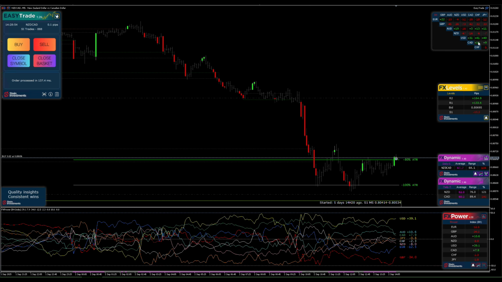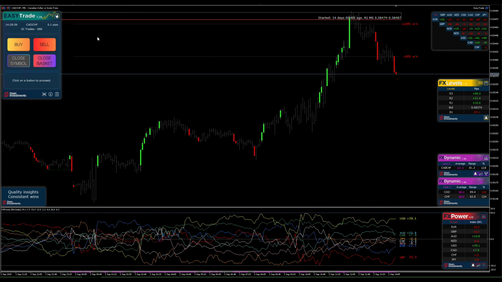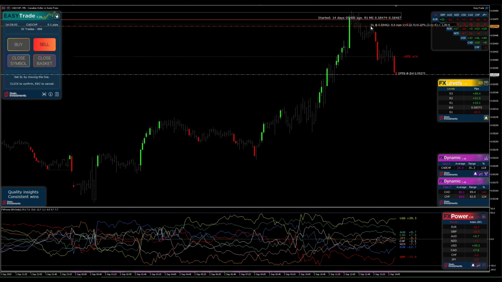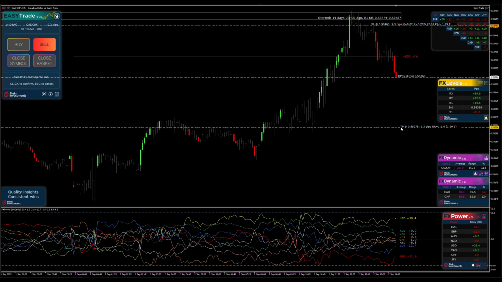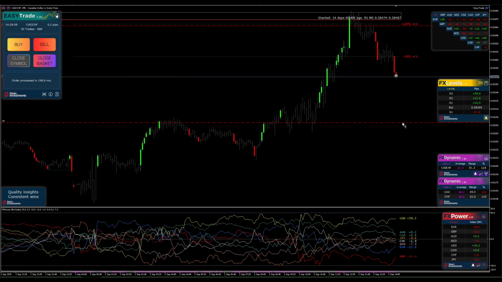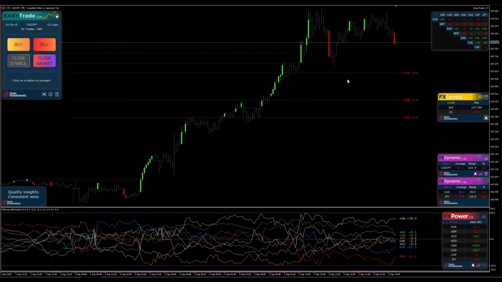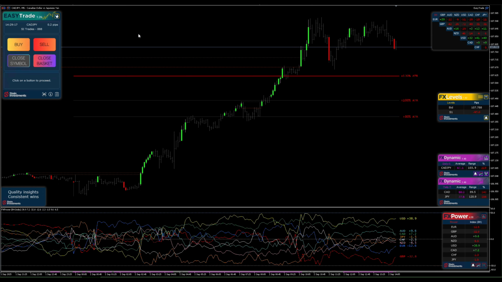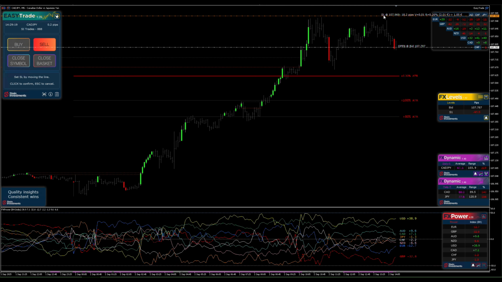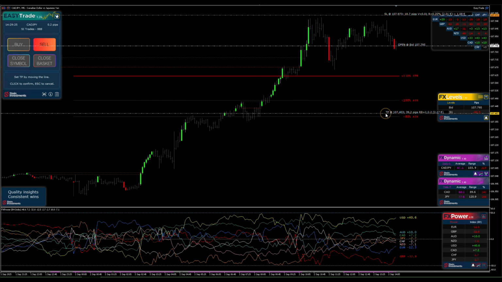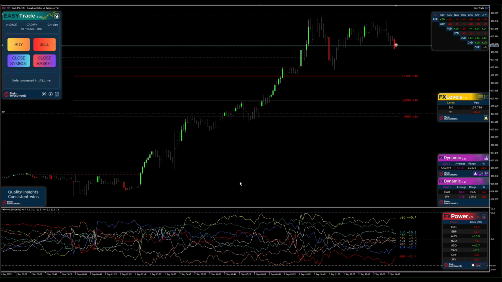Then we have the Canadian against the Swiss franc. We place our stop here at the last high. Profit target is here. And then we have the Canadian against the Japanese yen. And sell it with a stop loss here. And the profit target down here. So the first positions are already running.